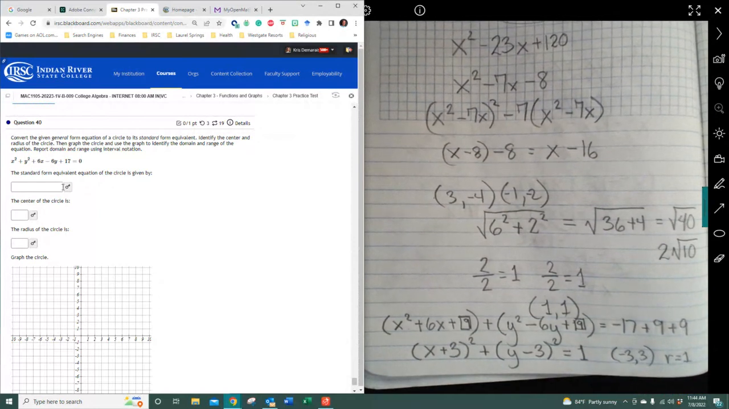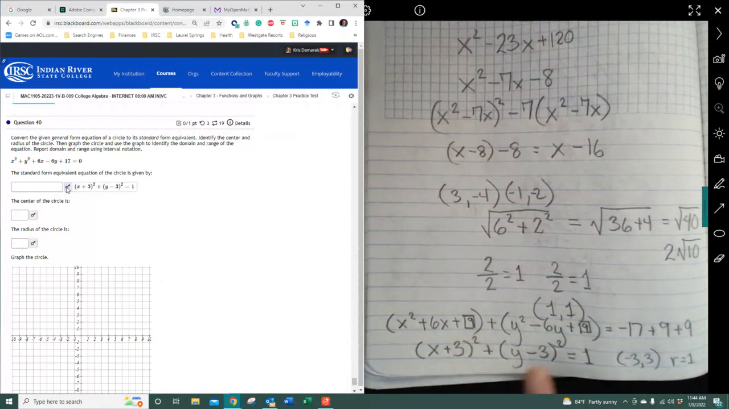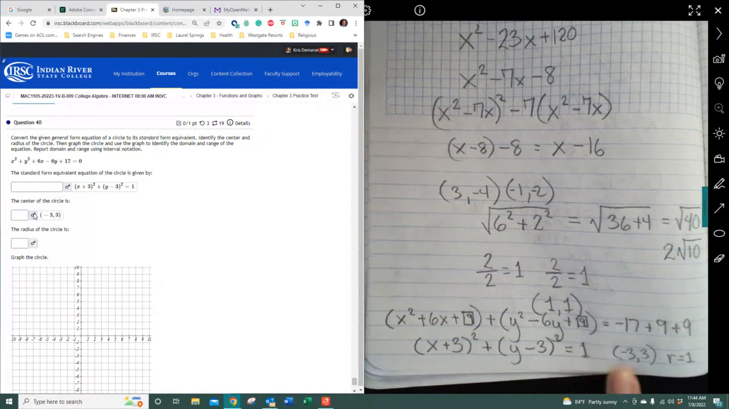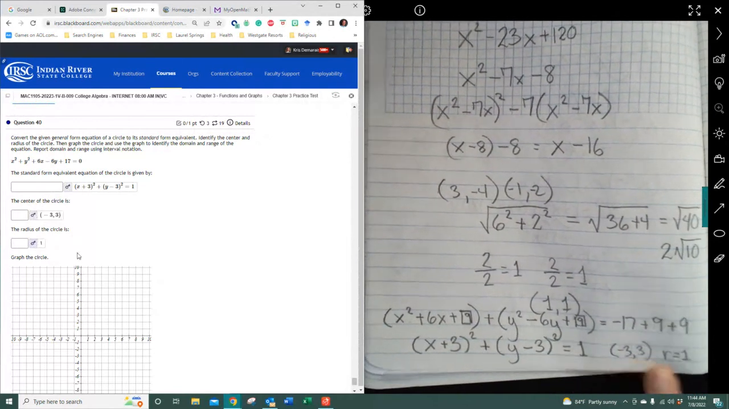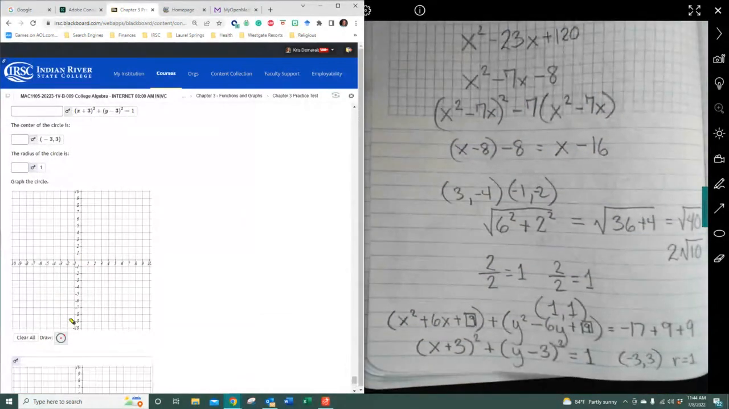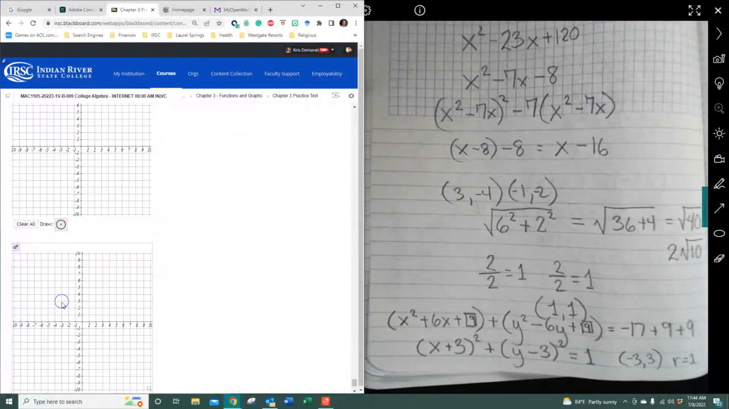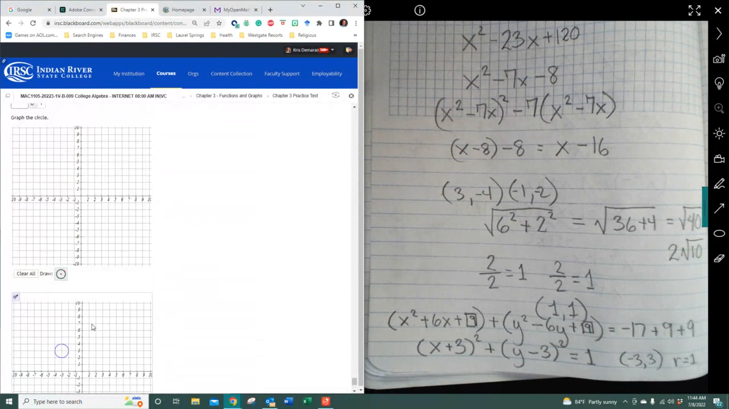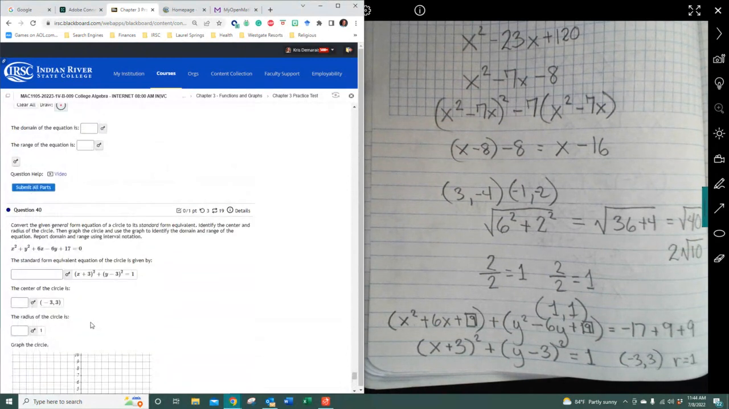So then we get the equation that I gave you right here, and the center, which I gave right here, and the radius, which I gave right here. And then you graph that, and you get the following: a center of (negative 3, 3) with a radius of 1. And that is all that you have there, okay?